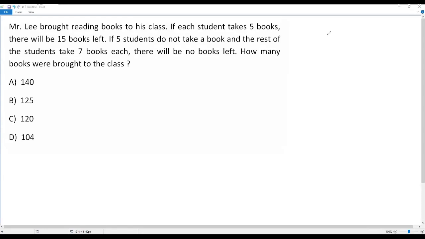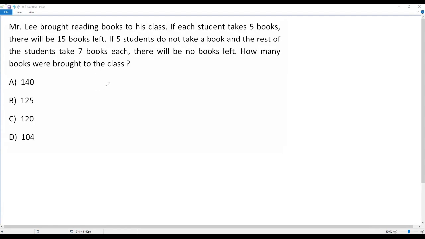Here we have a SAT math problem. Okay, let's go to the question. Mr. Lee brought reading books to his class. If each student takes 5 books, there will be 15 books left. If 5 students do not take a book and the rest of the students take 7 books each, there will be no books left. How many books were brought to the class?